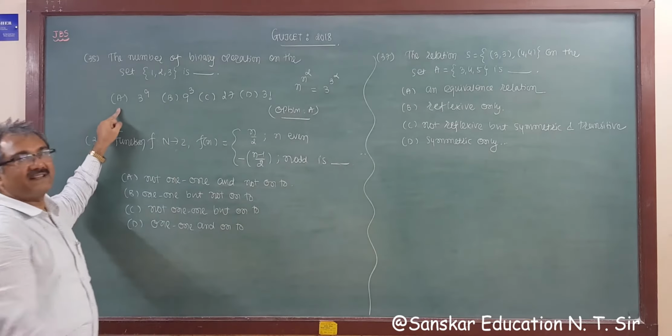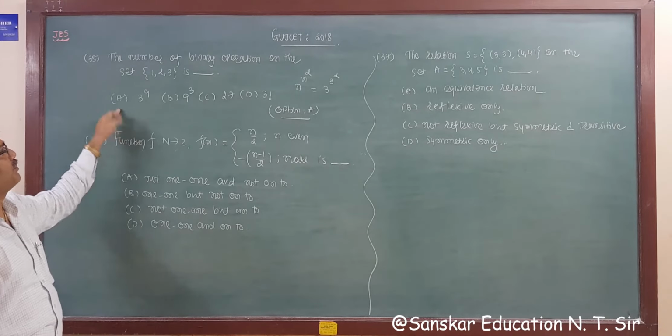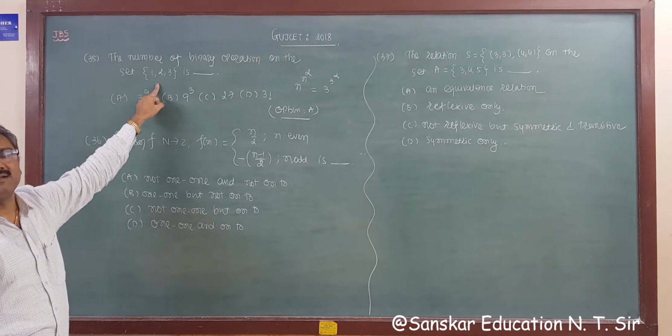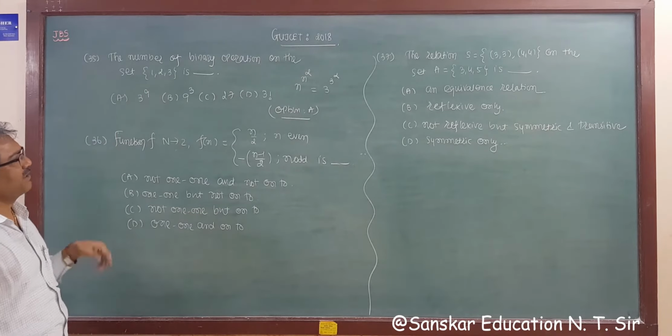In this type of question, there is no need to write anything, because you know 3 raised to 3 square is 3 raised to 9. So the answer is 3 raised to 9.